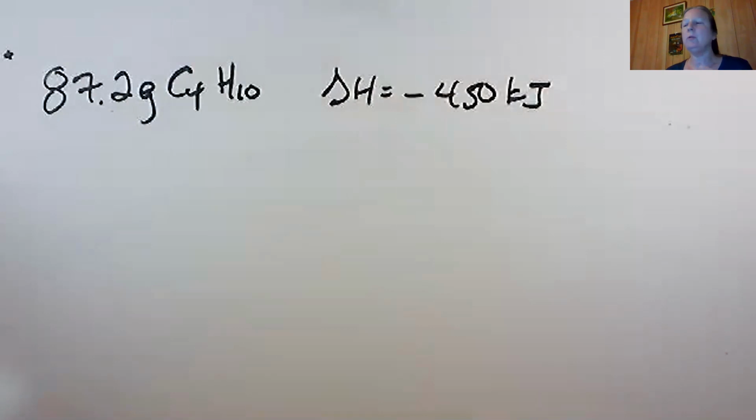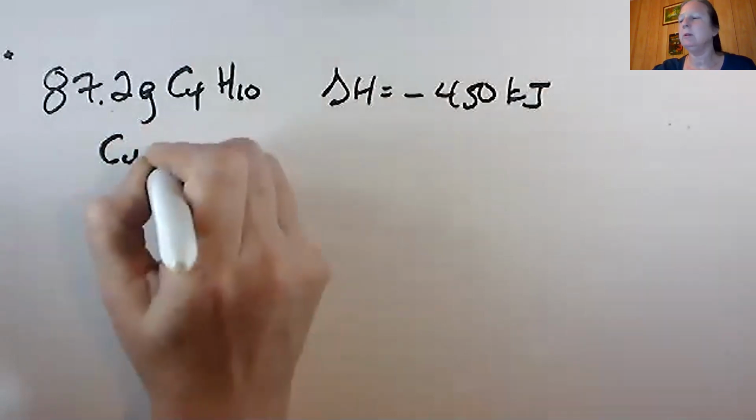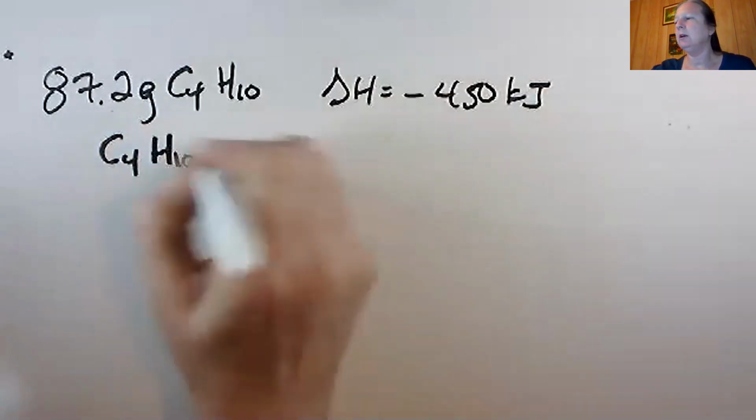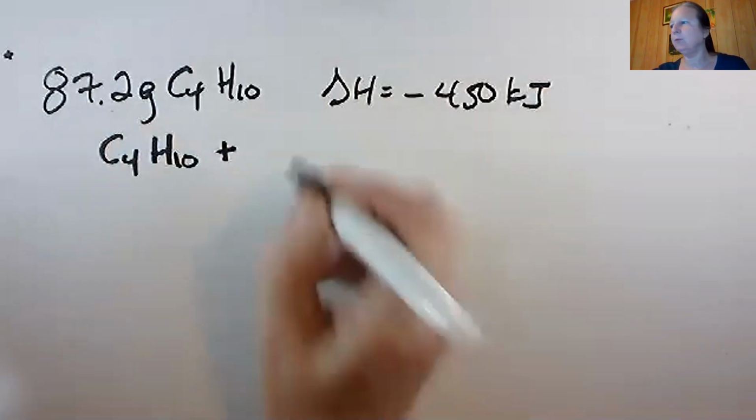So the reaction you would be given, the skeleton reaction, is a typical combustion. And so we have C4H10. Again, I'm going to skip phases just for space limitation.